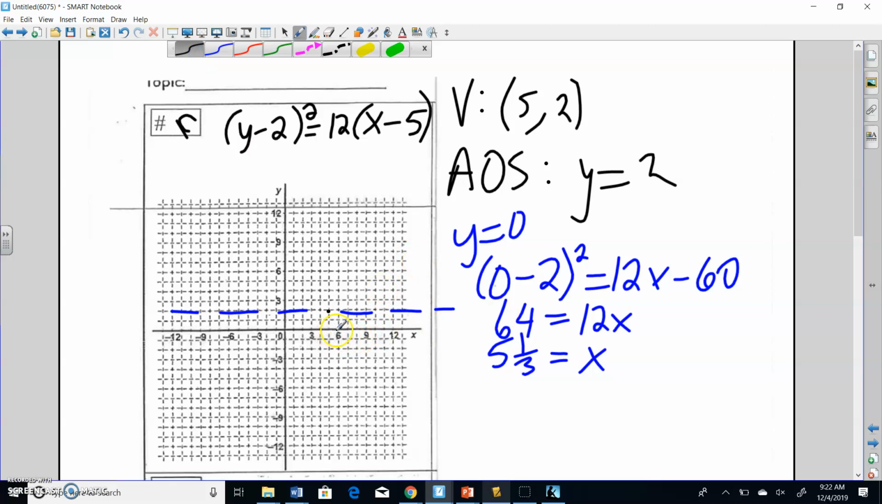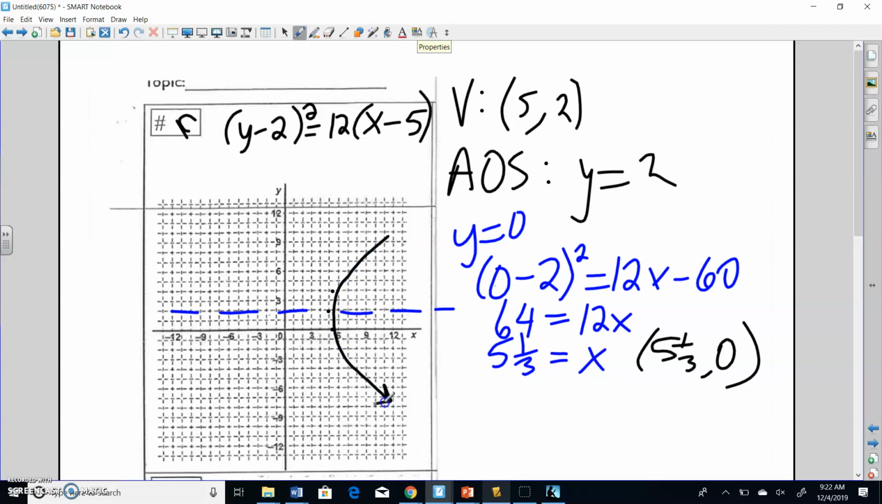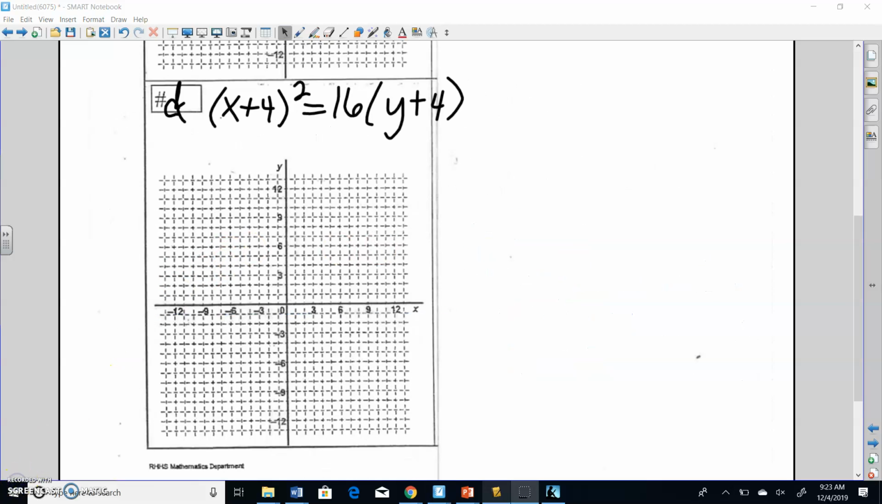So 5 and 1/3. That's the point, 5 1/3, 0, right? Because we let y equal 0. So I'm going to go to 5 1/3, and that's about right there. It is a very wide graph. So then I can flip that over here, and I've got that point. So it will be a very wide graph, but just a rough sketch. And that didn't go through very well because, again, I'm using my fingertip, and that's not super easy.